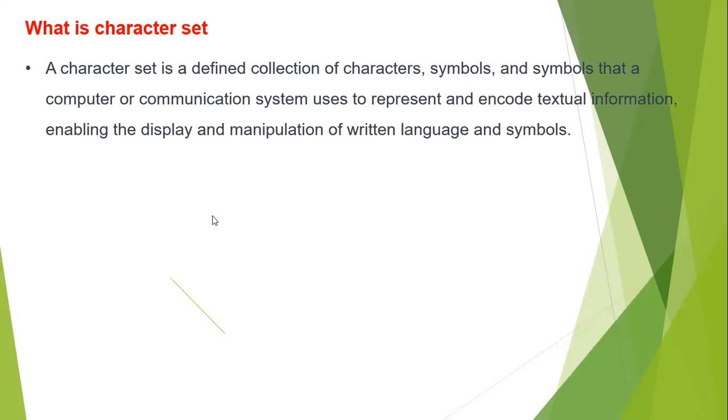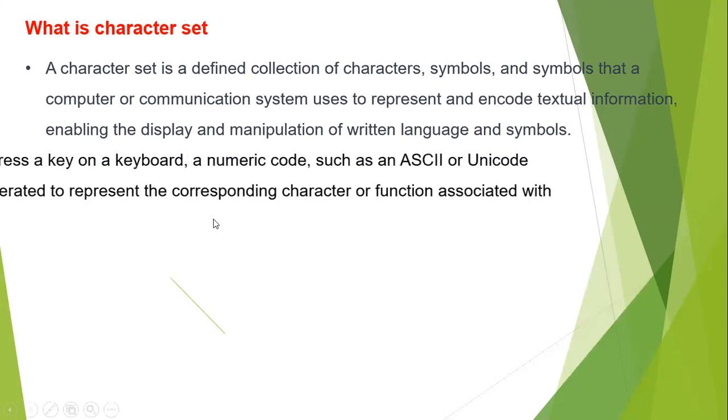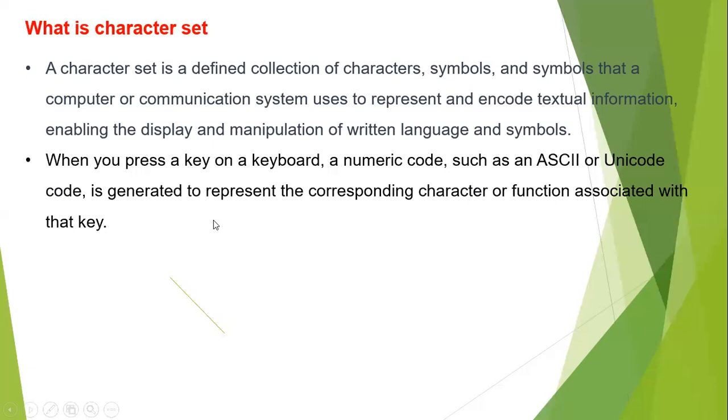So first we need to see a little theory. Next it says when you press a key on a keyboard, a numeric code such as ASCII or Unicode is generated to represent the corresponding character or function associated with that key. Whatever key you press on the keyboard, like I press A, I am giving you an example. If I write A, it will have a decimal code. In the computer, its decimal code is 65.